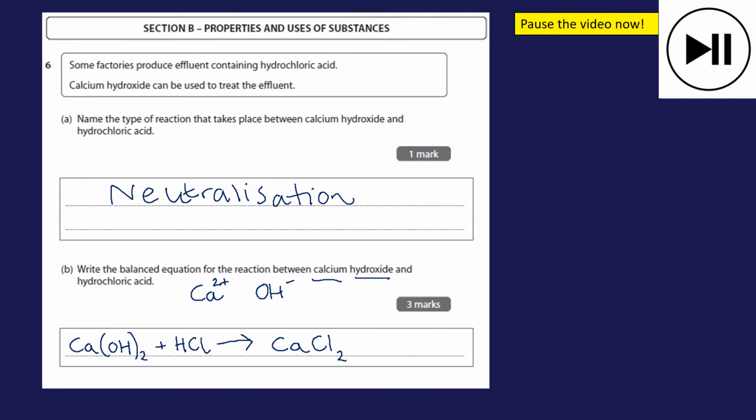But again, I've got to be switched on because chloride is only minus because it's in group 7. I've already pointed out that calcium is 2 plus. So calcium chloride is CaCl2 plus water, H2O. Is it balanced? No, it's not. I need to put 2 here, and that balances it. 3 marks for that. So it's not a straightforward equation, but there we go. If you've seen my videos, there was plenty of practice on there for you.